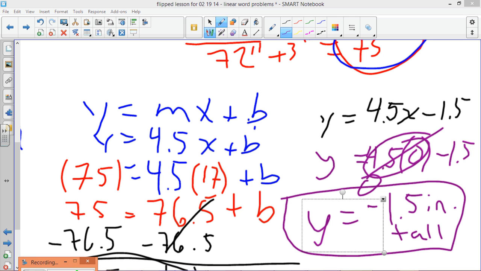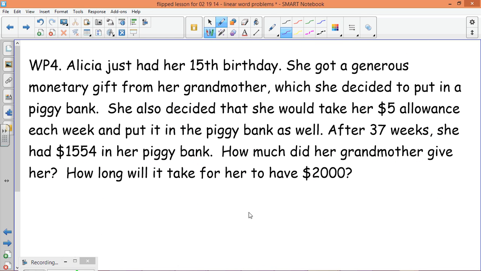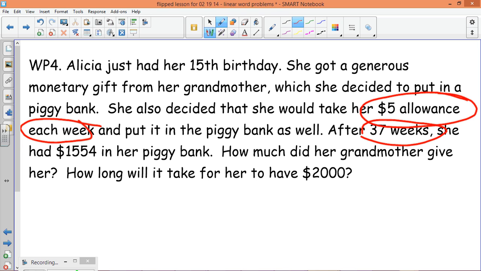Okay, we're moving on to the last one now. Alicia just had her 15th birthday. She got a generous monetary gift from her grandmother, which she decided to put in a piggy bank. She also decided that she would take her $5 allowance each week and put it in the piggy bank as well. Hey, there's that word each. I wonder if that's going to be our slope kind of thing. After 37 weeks, she had $1,554 in her piggy bank. How much did her grandmother give her? How long will it take her to have $2,000?